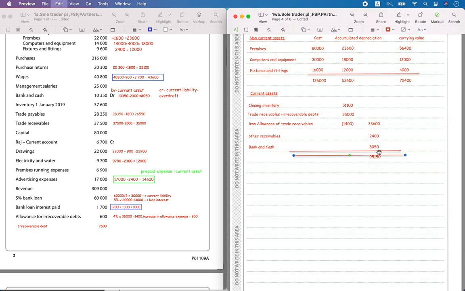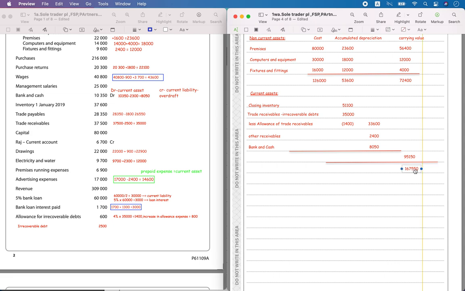Now we have to find the total assets. So it is equal to total non-current assets at the carrying value plus the current assets. So the total of 72,400 plus 95,150 will be equal to around 167,550.